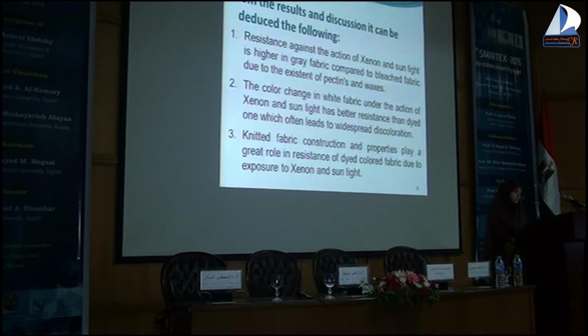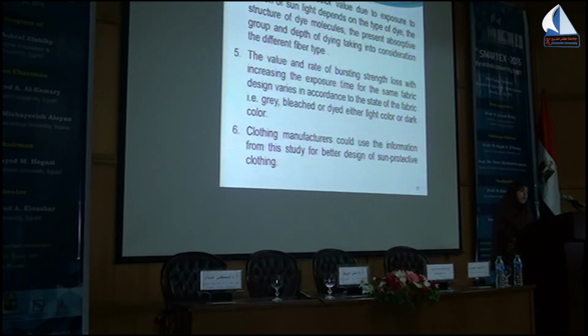Knitted fabric construction and properties play a great role in the resistance of dyed colored fabric due to exposure to xenon and sunlight. The reduction in color value due to exposure to xenon or sunlight depends on the type of dye, the structure of dye molecules, the present absorptive group, and depth of dye, taking into consideration the different fiber type. The value and rate of bursting strength loss with increasing the exposure time for the same fabric design varies according to the state of the fabric: gray, bleached, or dyed, either light color or dark color.